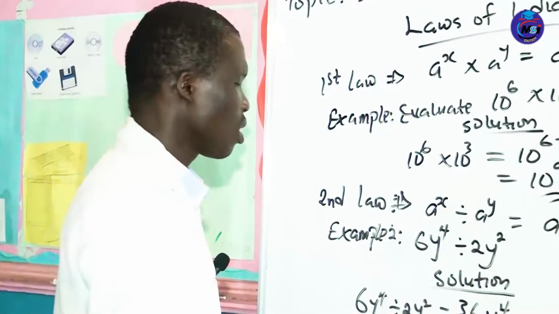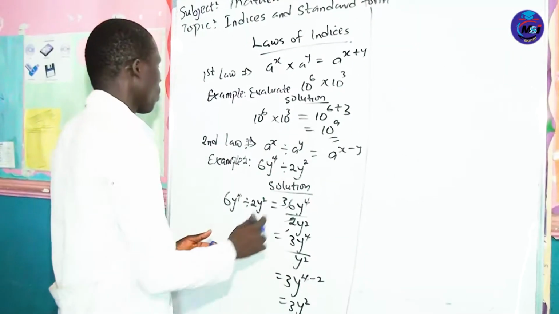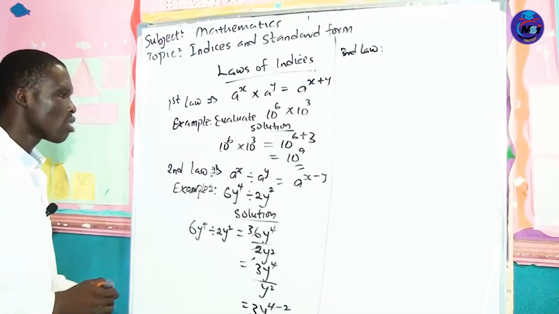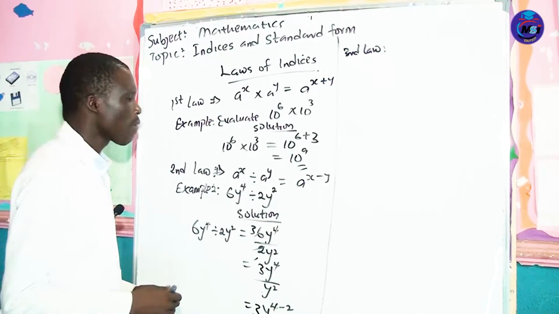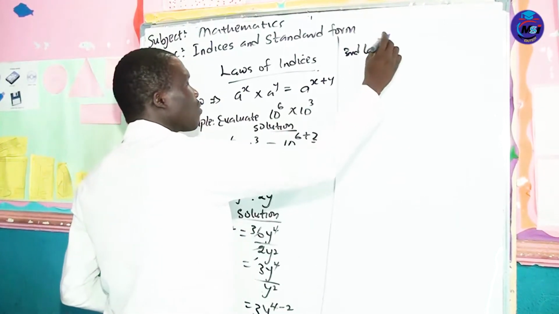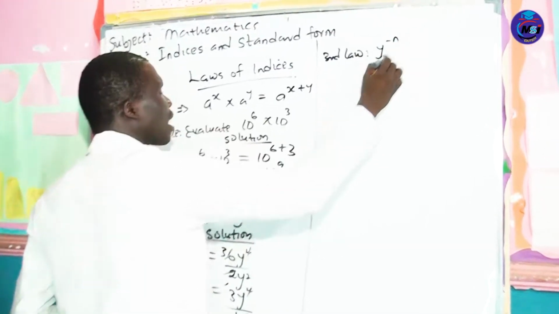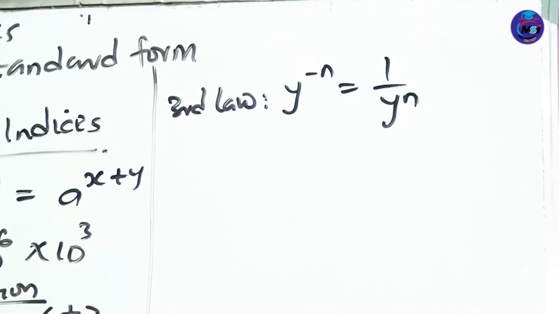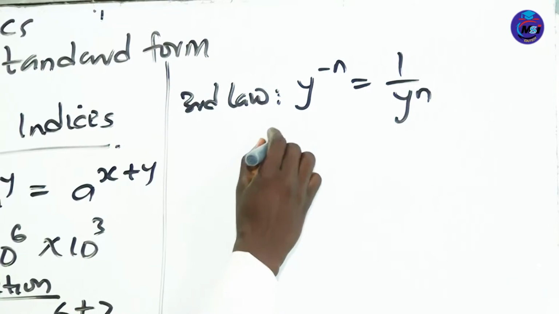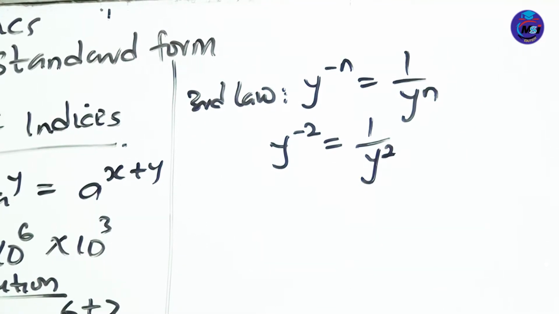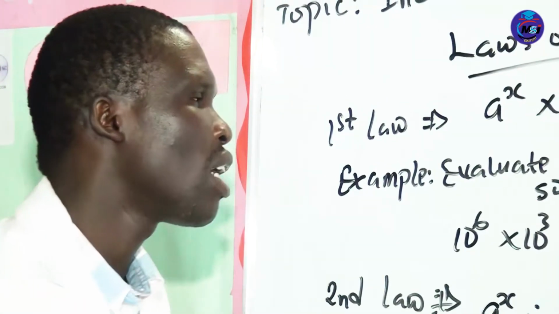Now let's go to the next law. We can call it the third law. This third law, sometimes we call it the negative law. Let's say for instance you have y raised to power minus n, it is going to give us 1 over y raised to power n. Just like you have y raised to power minus 2, which will give us 1 over y squared. Now let me give you an example of how we can apply this law in any equation.